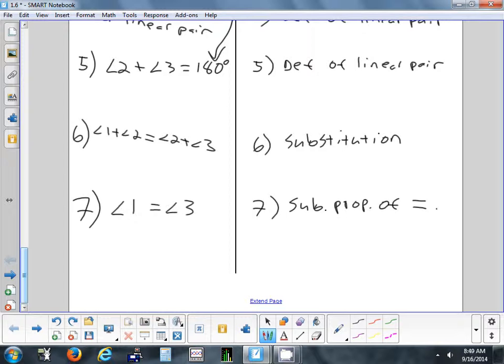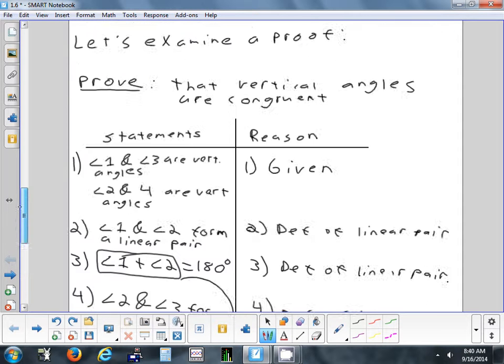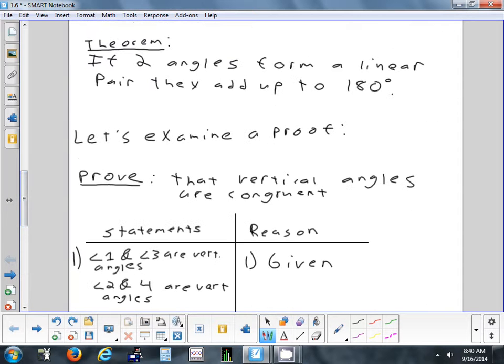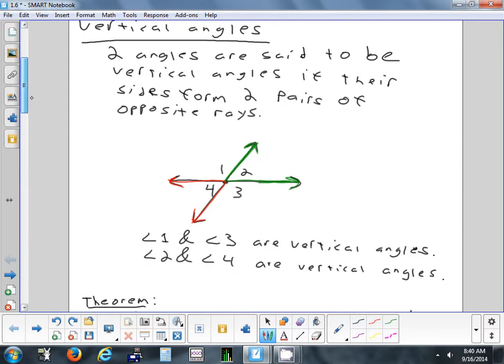Subtraction property of equality. Now if we know the measures of the angles are equal, what does that mean about the angles? If the measures are equal, then they're congruent. So now I can say angle 1 is congruent to angle 3. And that's what I wanted to prove. Angle 1 and angle 3 were congruent.